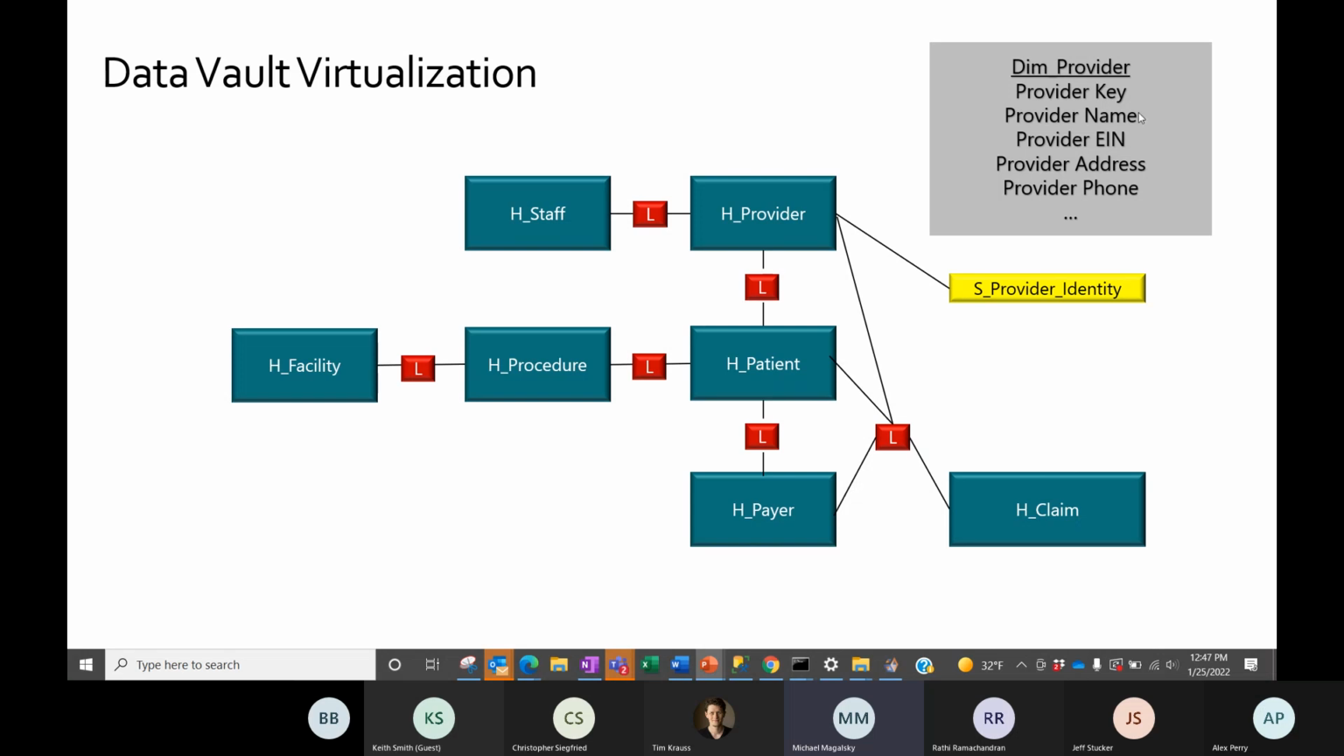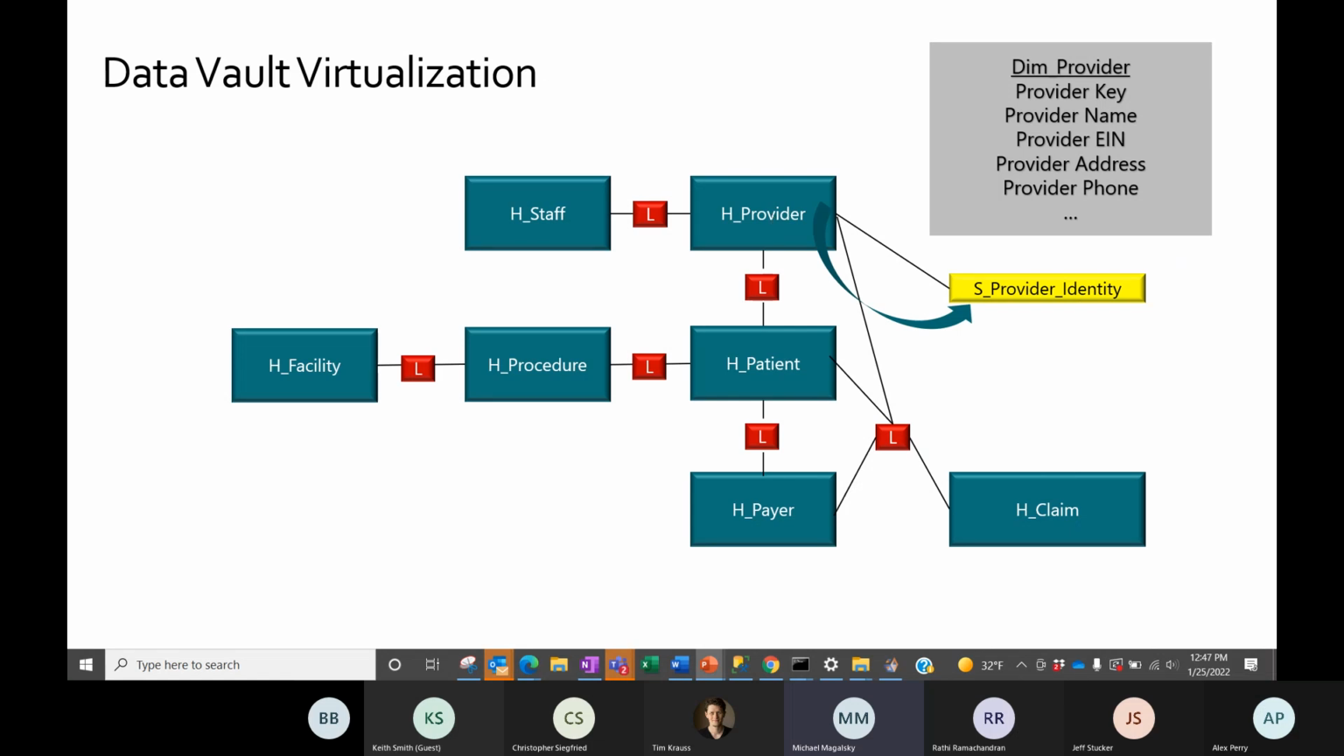If we consider that a dimension has a surrogate key, and then usually a business key, the human readable part that identifies that object, and then maybe some descriptive information about that object. Well, that descriptive information is likely in the satellite, and the business key and the surrogate key are in the hub. So it's a simple 2-object join to build the dimension.